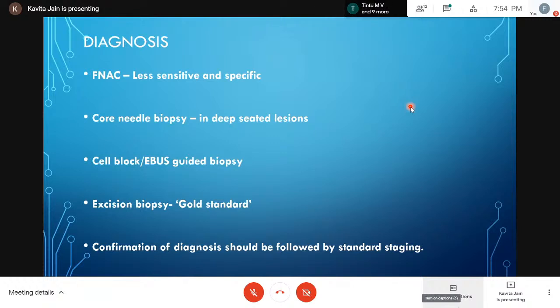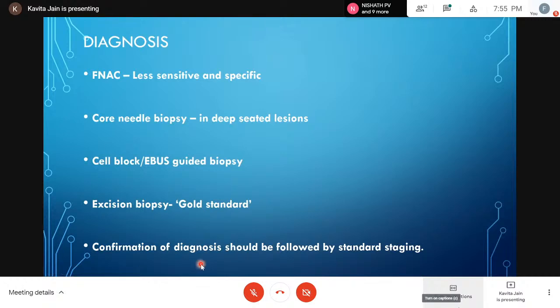So core needle biopsy should be acceptable in deep-seated lesions, although we see our clinicians in the habit of giving us just true-cut biopsies from the cervical nodes too. Although we should always ask for excision biopsy. Then in cases with mediastinoscopic biopsies and EBUS guided biopsies, of course we have scarce material, but that is the only material available in some cases.